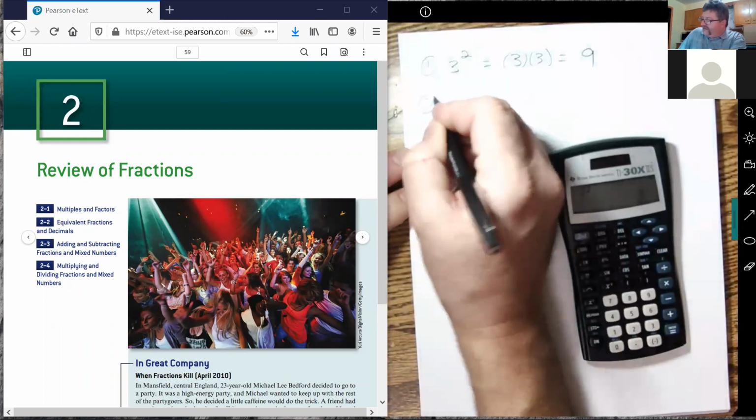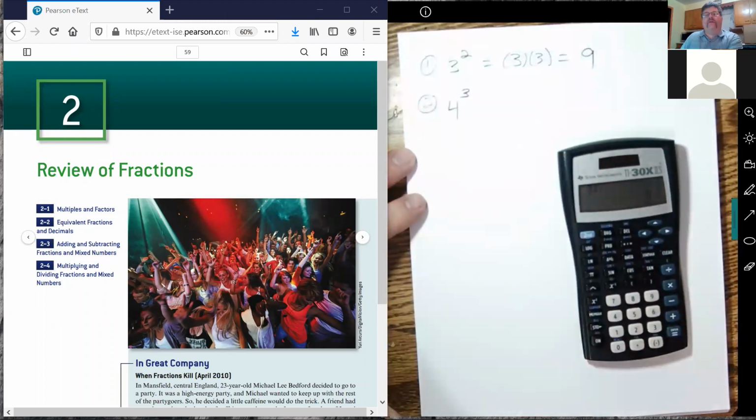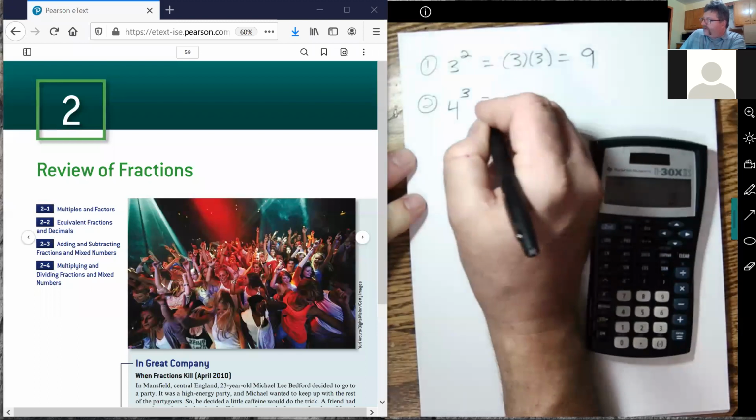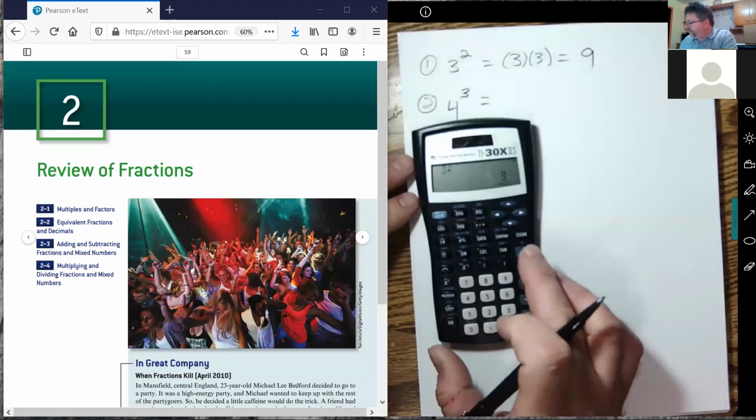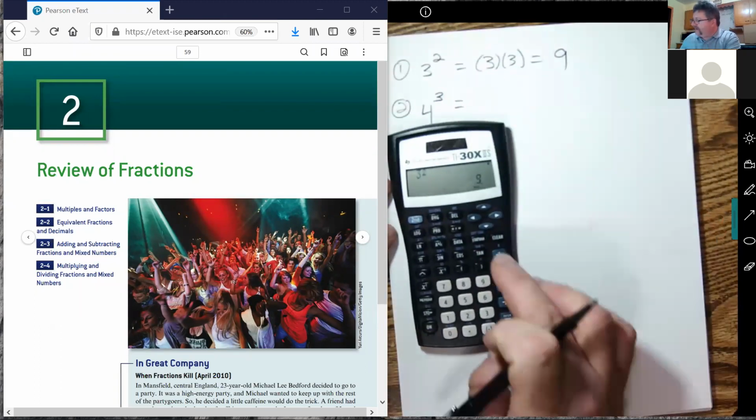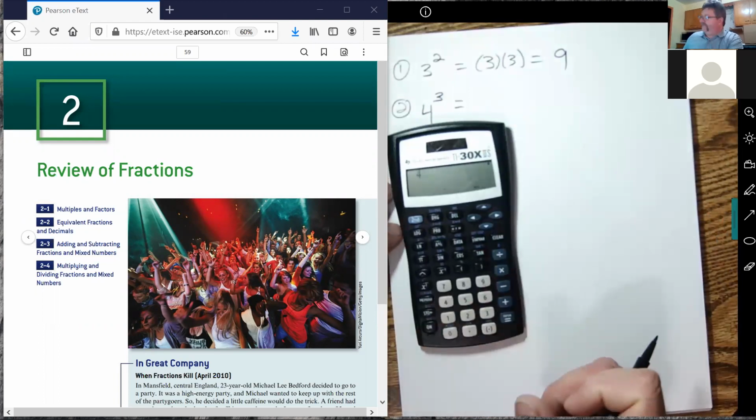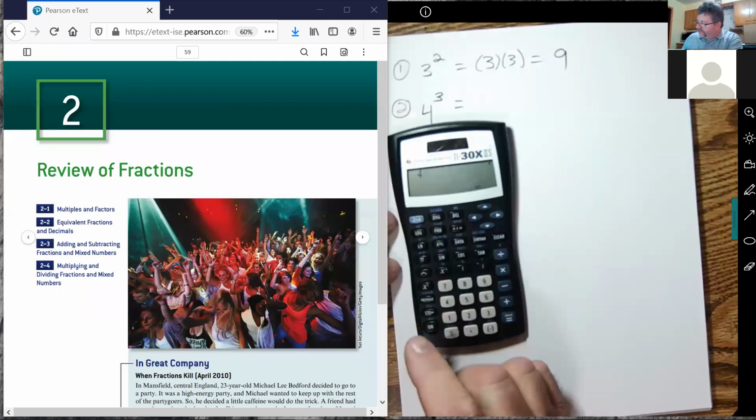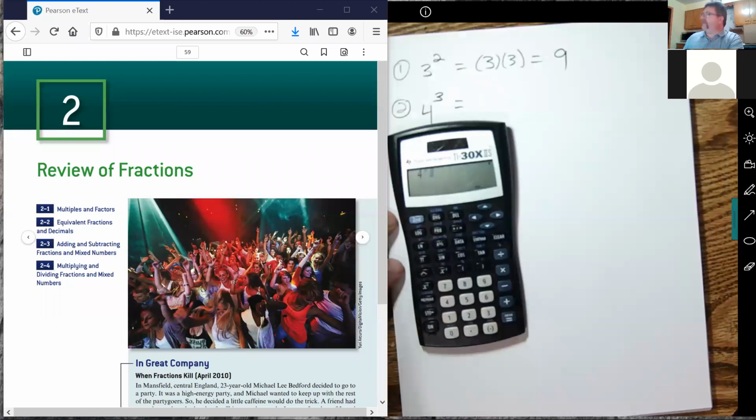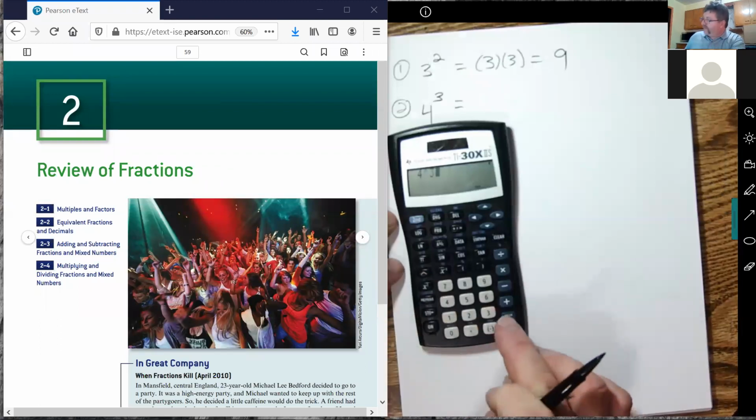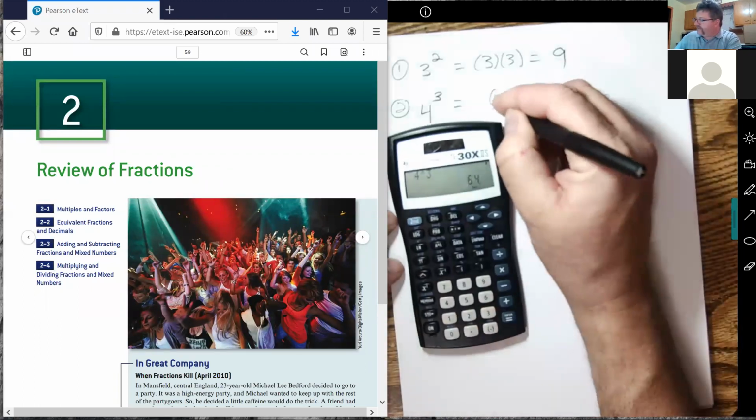Number 2 says, let's take the number 4 and raise it to the third power. We call that cubing that 4. Again, it means 4 times 4 times 4. Now, I don't have a cube button. Maybe you do, but I don't. But what I do have is a generic exponent button, which is that upside down V looking button. 4 to the power of 3 gives me 64.